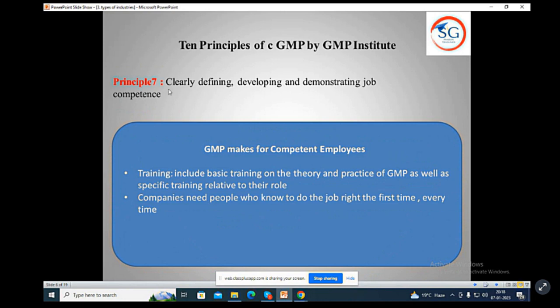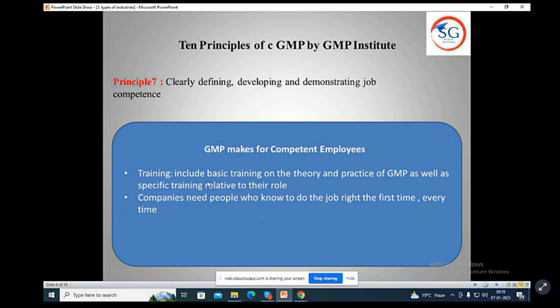This is the main part of GMP. So, what will a job description have? It will have all the activities in which you are trained. So training is an important step for GMP, and for all the equipments and manufacturing and cleaning operations, the person involved in the activity should be trained.